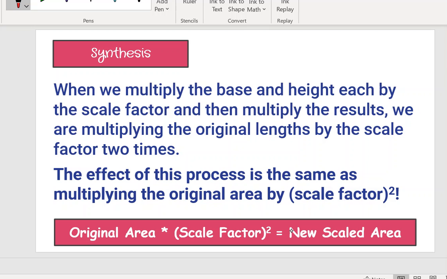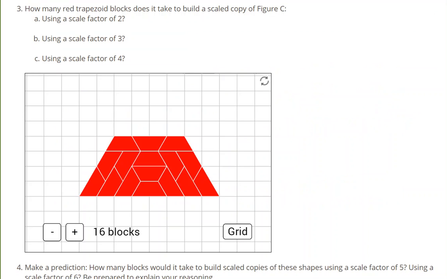So when we were talking about how many blocks it took to build each one of those shapes, we're basically talking about the inside of the shape. Okay, that's like talking about the area. So we're going to take the original area, multiply it by the scale factor squared, and that would give us the new scaled area.